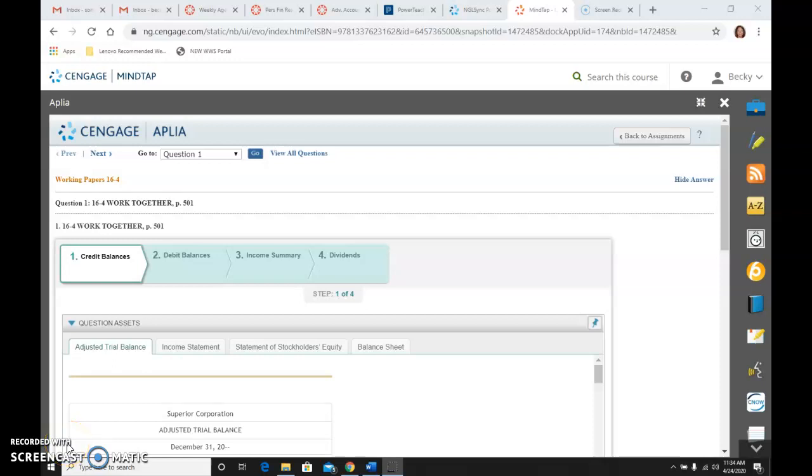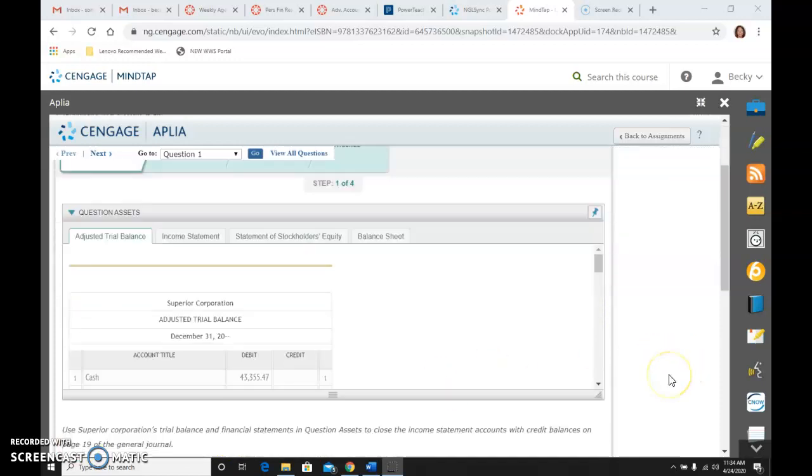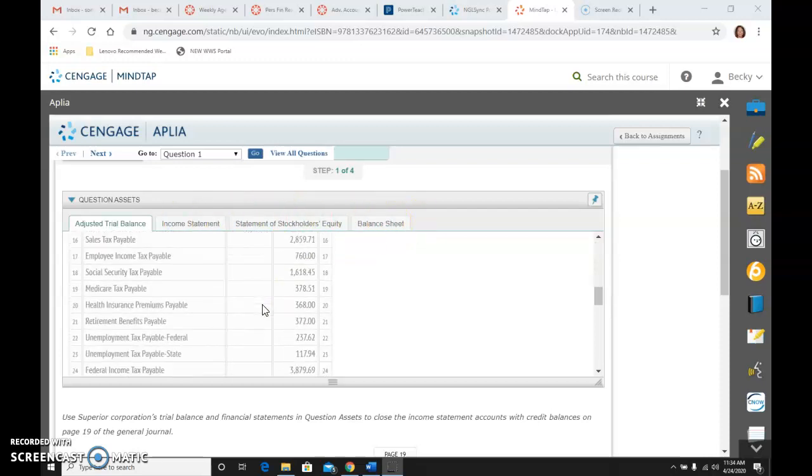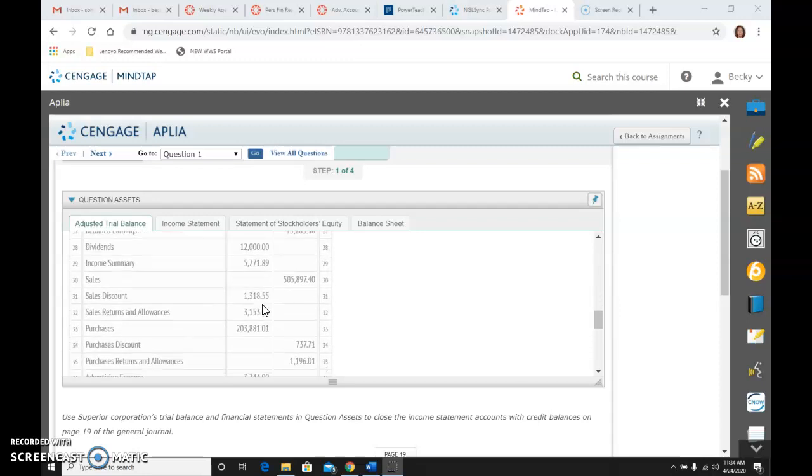16-4, work together, page 501 in your textbook. We are going to do the closing entries for Superior Corporation, and the adjusted trial balance is here along with all the financial statements that we have prepared. But I am going to use this adjusted trial balance to walk you through. So we're going to close everything ultimately into retained earnings as a reminder. Here is dividends for the fourth entry, income summary, and then we're starting here.